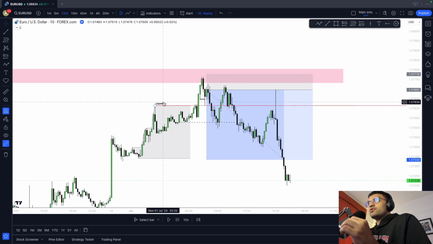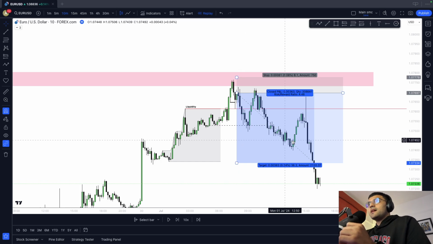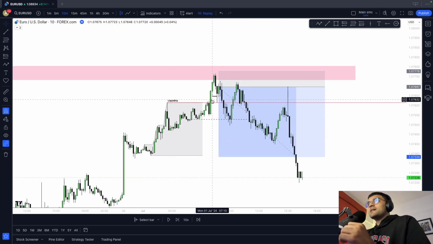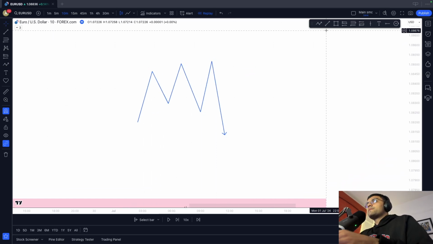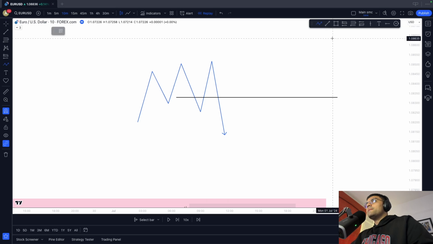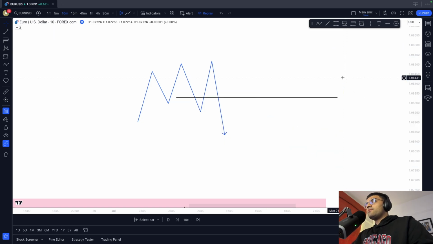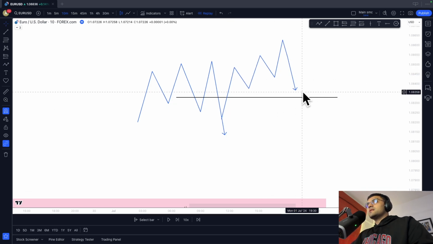Now, one last thing which I forgot to mention is that you want to be buying below the midnight opening price and selling above it. So if we have our Asian range right there, we have our midnight open right there. I want to be buying in this area right there. If my entry is above here, that is not a valid trade. Similarly, I want to be selling above this line, okay?